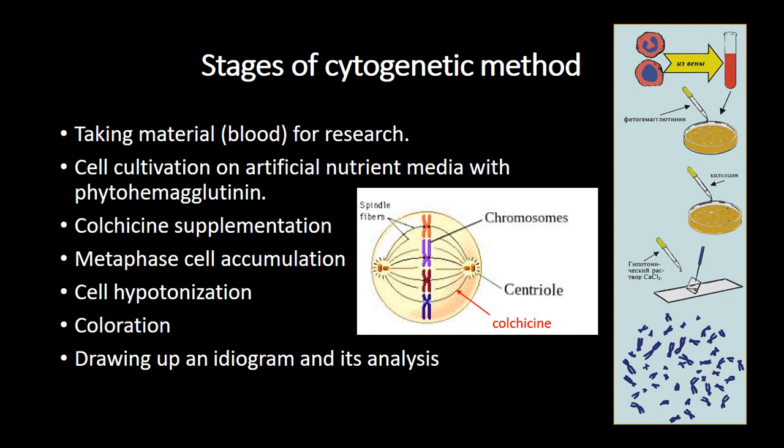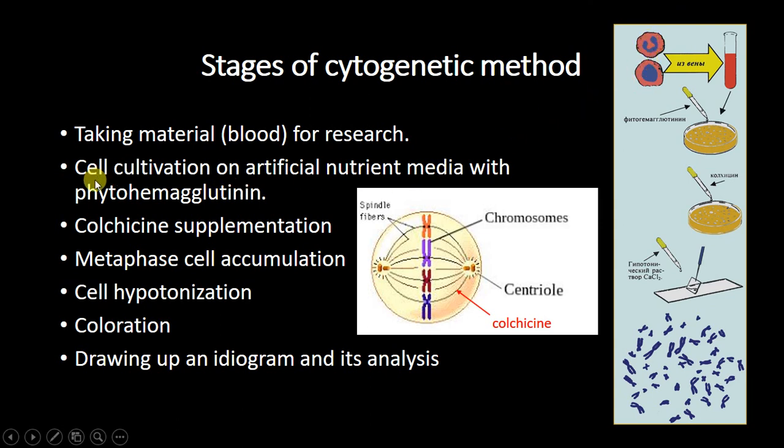This is a very important slide. It shows the stages of cytogenetic methods. The first step is taking material for research, as a rule the blood. We take the blood to get blood lymphocytes, because lymphocytes have a big nucleus, and it is simple to study their genetic material.